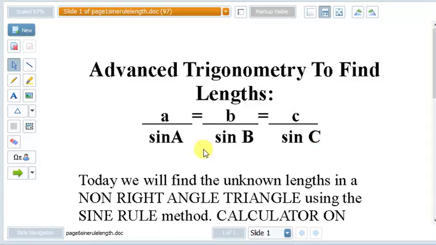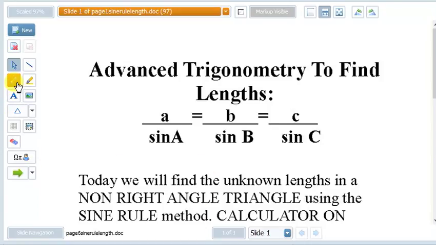Now there is a method where you can switch the a over sine A around so it becomes sine A over a, but me personally, I like to learn only one fraction and then manipulate it using solving equations. Okay, but it is a personal preference.